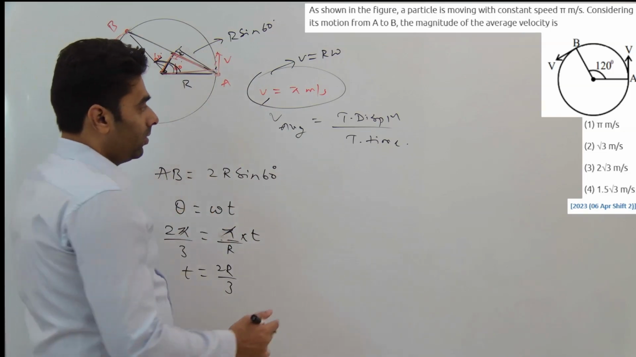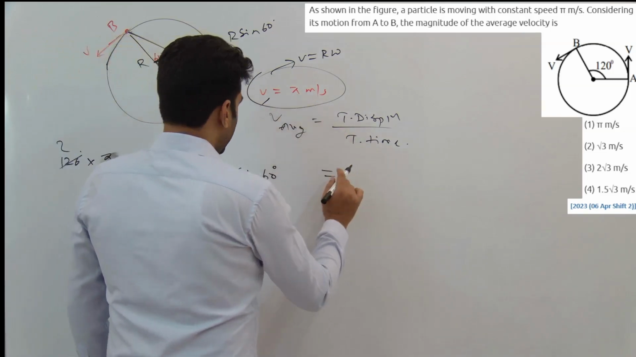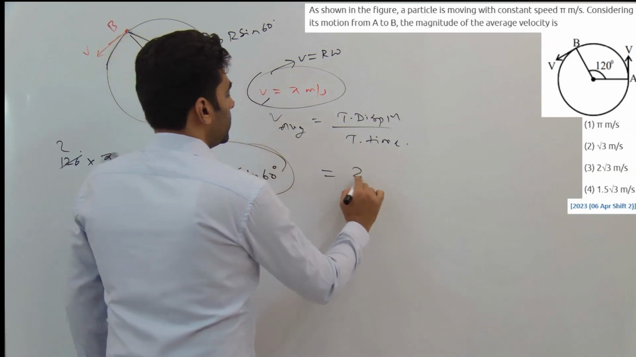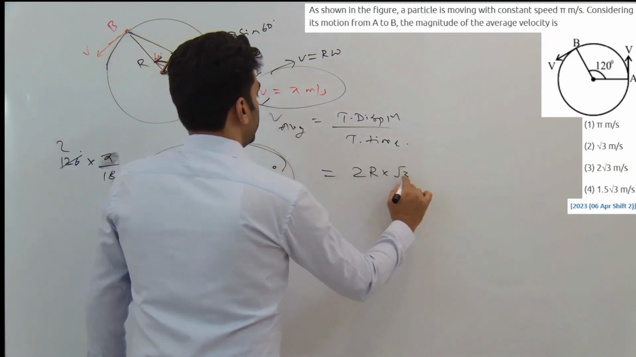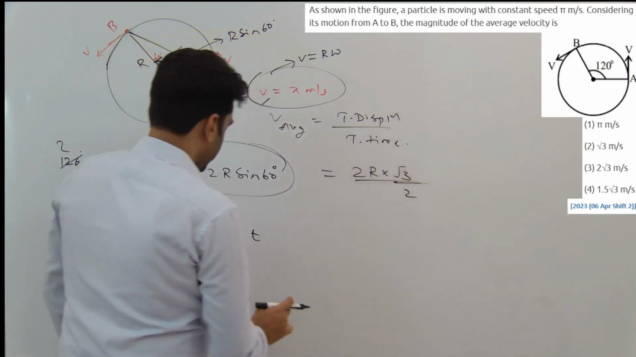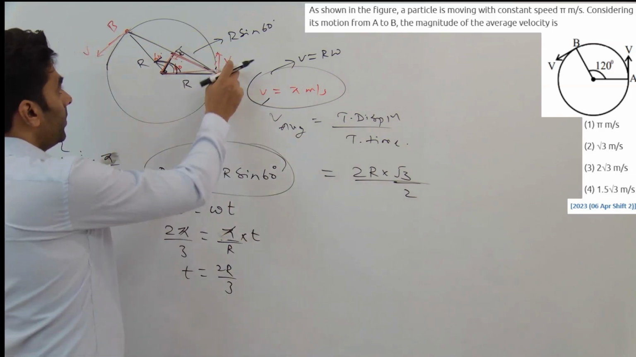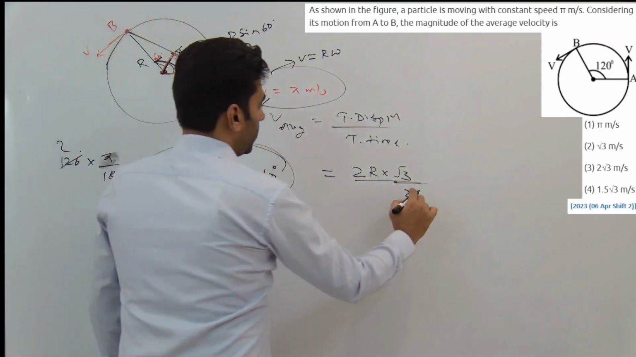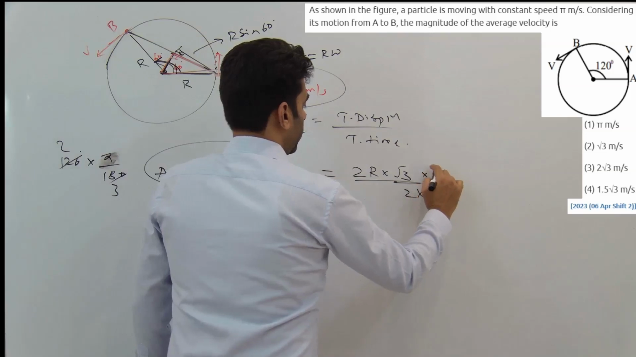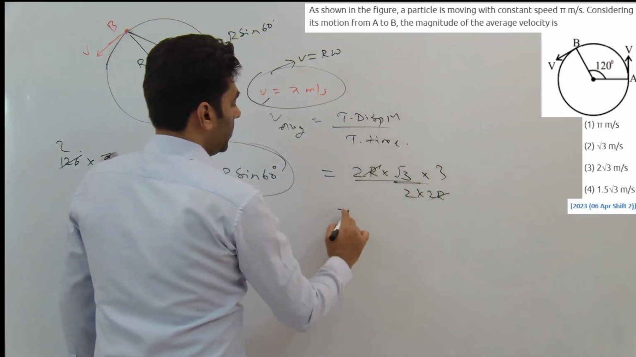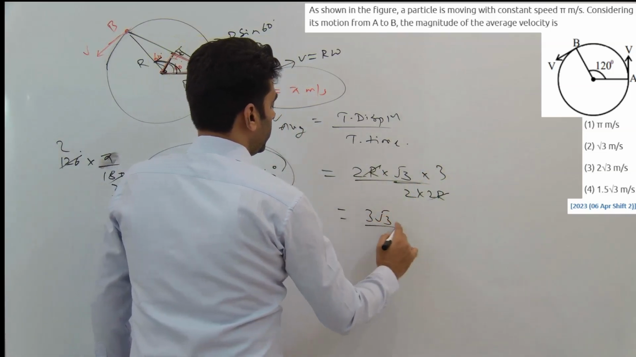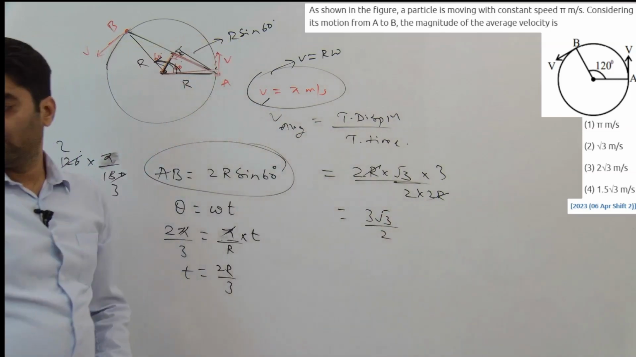Let us substitute now. Total displacement is 2R sin 60. Sin 60 is root 3 by 2. Divided by the time taken to move from A to B, which is 2R by 3. 2R cancels, and we are getting 3 root 3 by 2. 3 root 3 by 2. Look at the options.